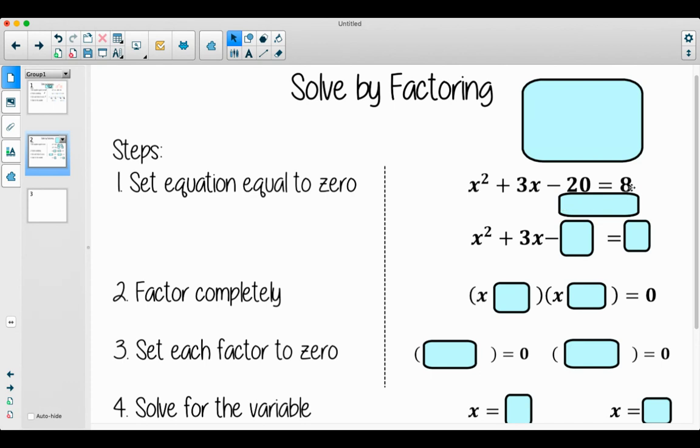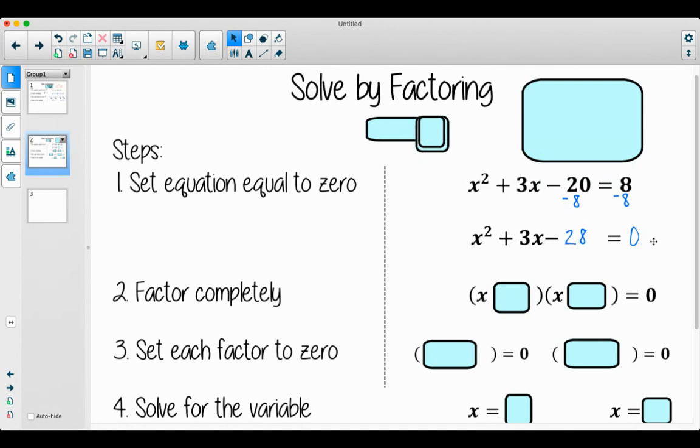So what I have to do is get this positive 8 over to the other side. So I'm going to subtract 8 on both sides. Notice that what I did is I lined up the negative 8 with that negative 20. My goal is to set the equation equal to 0. So now I can rewrite this equation as x squared plus 3x minus 28 is equal to 0.